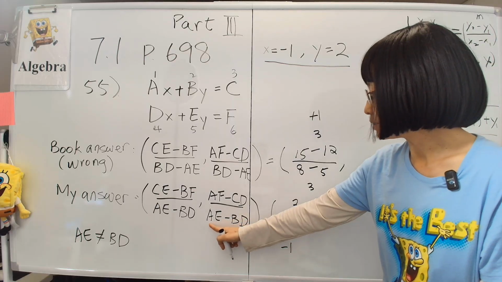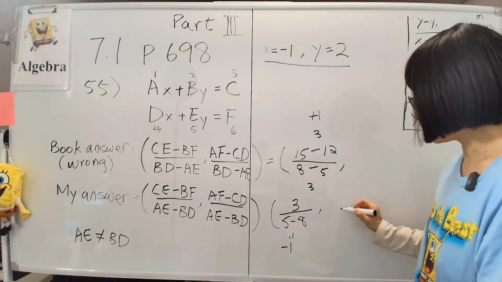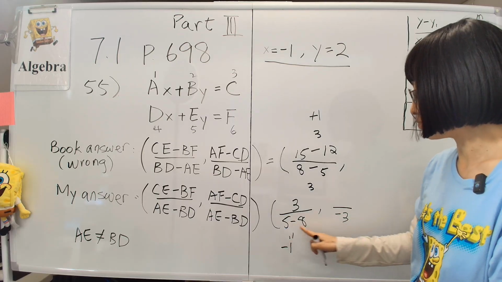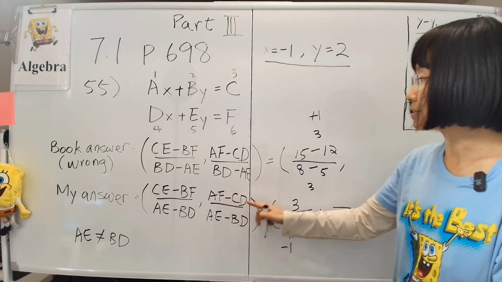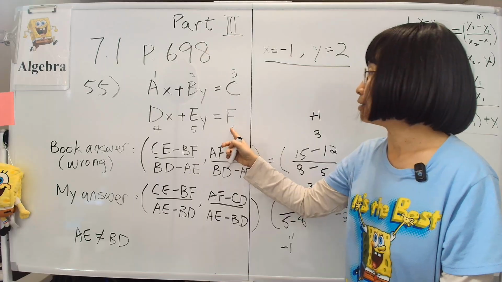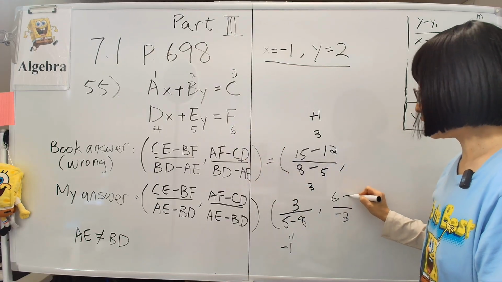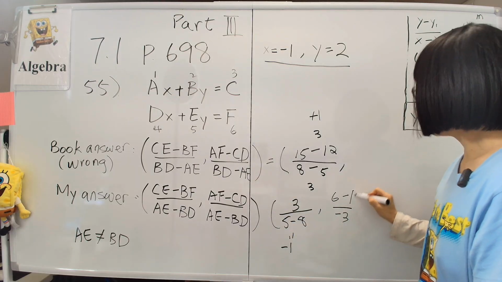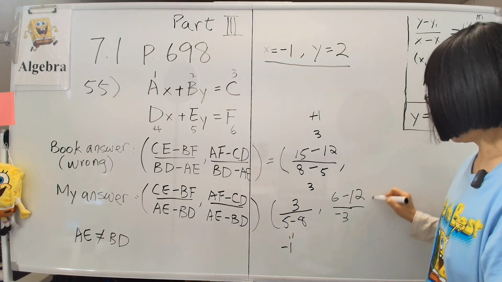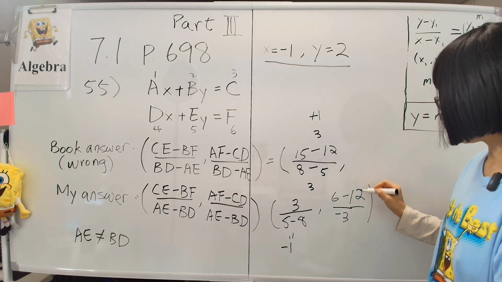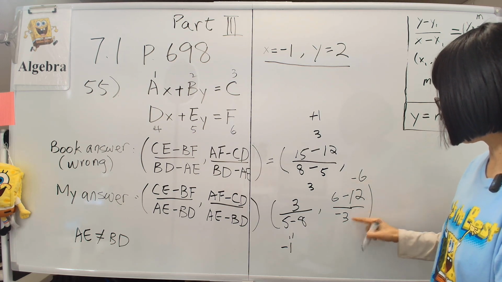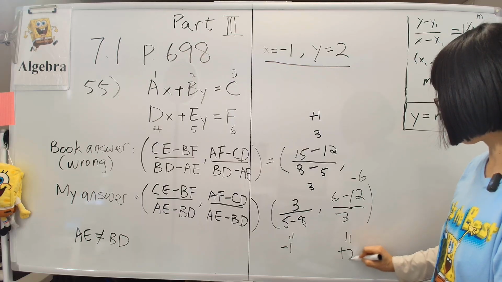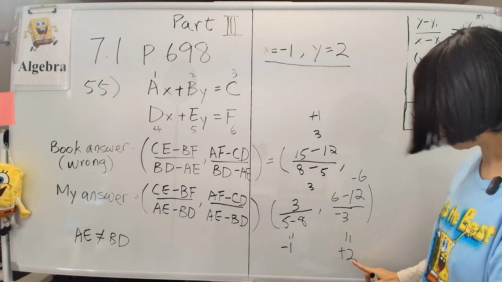Now, let's continue and check this too. And then the bottom one, AE minus BD, is the same, so this is minus 3 down here, okay? It's the same as 5 minus 8. What is AF minus CD? A times F is 6, minus C times D is 12, so that is negative 6 divided by minus 3. So the y value is going to be positive 2. See, it checks out. The y does equal positive 2.